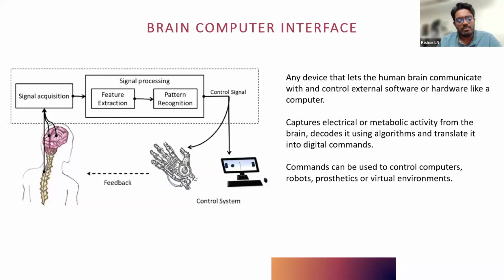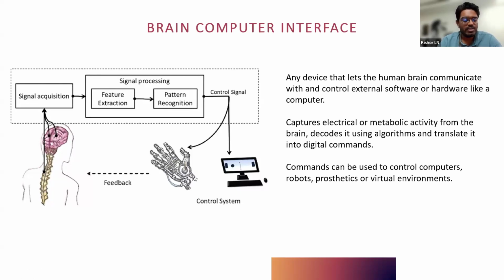So brain-computer interface, as the name implies, is the interface between the human brain and any computer. A computer doesn't mean just the normal PCs that you see, but any hardware that can compute the signals received from the brain and turn that into a certain type of control. So any device that lets the human brain communicate with and control external software or hardware, like a computer, is called a brain-computer interface.